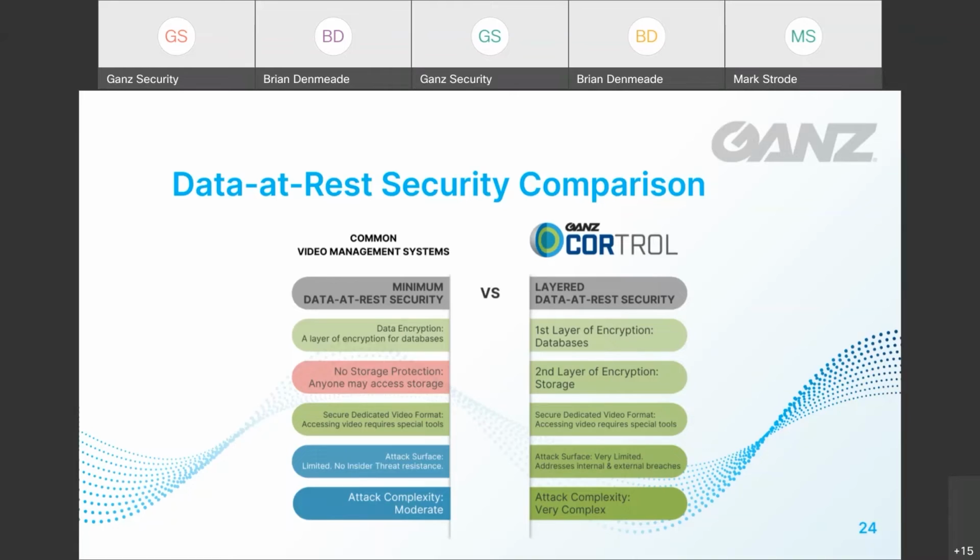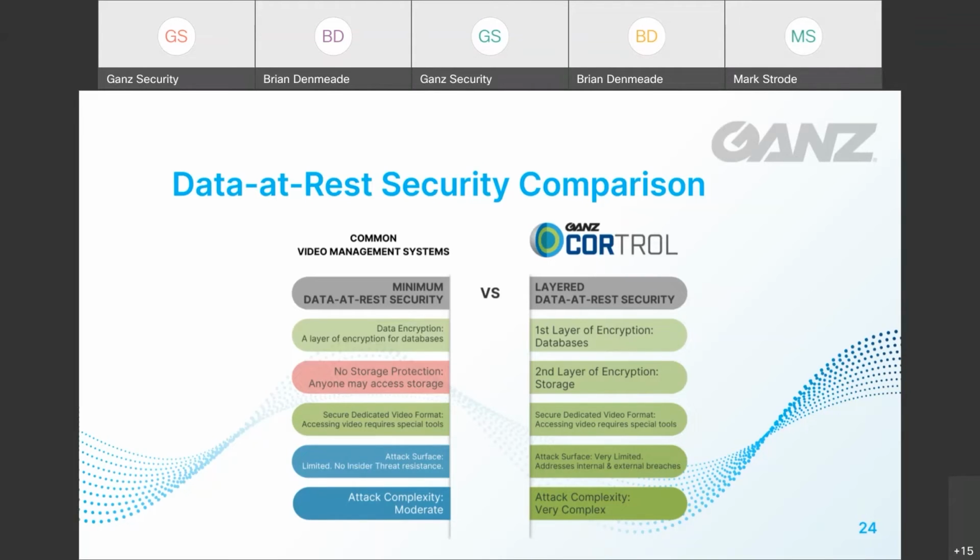They may have a video format that is considered an open format, like open source. Anybody can gain access to it. So again, there's no security. From an attack perspective or a complexity perspective, anyone can just walk up, grab the hard drive, bring it home, access it, and get full access to the data.